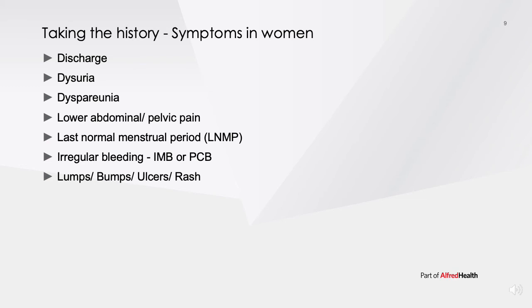We also want to know about any dysuria, so burning when you urinate. Although this symptom is very common with UTIs, it is also a common symptom of an STI as well. We want to know whether they have any pain with sex. Is it lower abdominal or pelvic pain? When was their last normal period? Is there any bleeding in between their periods? Or is there any post-coital bleeding, that is bleeding after sex or with sex? And have they got any lumps, bumps, ulcers or rashes?